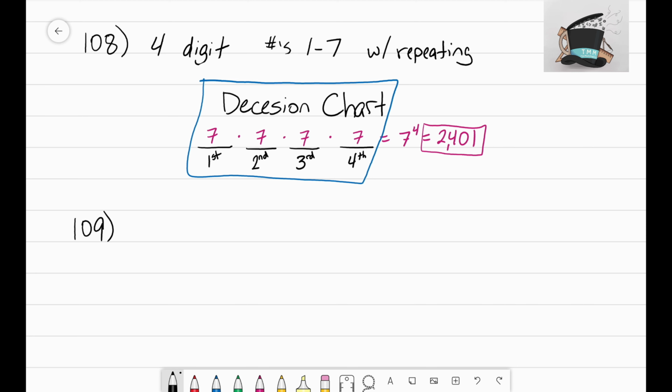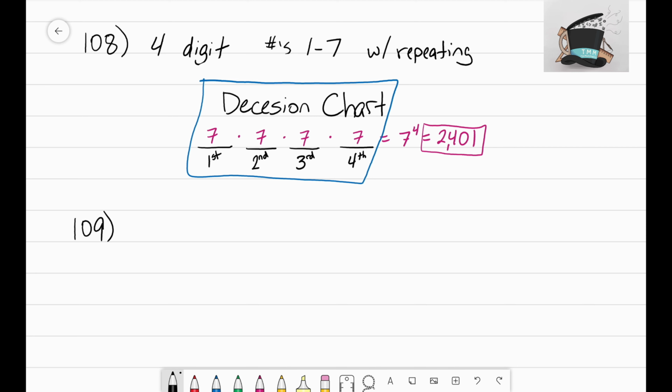So to recap from 108, a 4-digit number that had the numbers between 1 through 7 included, and we were allowing those numbers to repeat. That meant that each digit here had 7 different possible choices, right? I'm pulling from the numbers 1 through 7, so each digit had the numbers 1 through 7 on it.